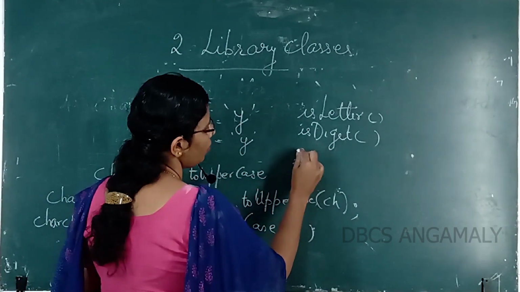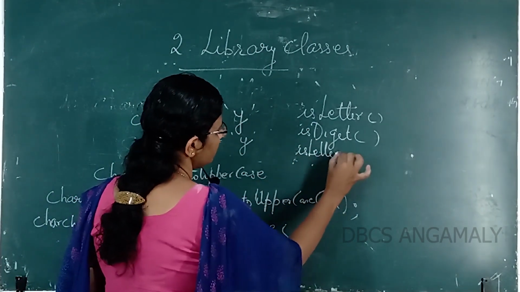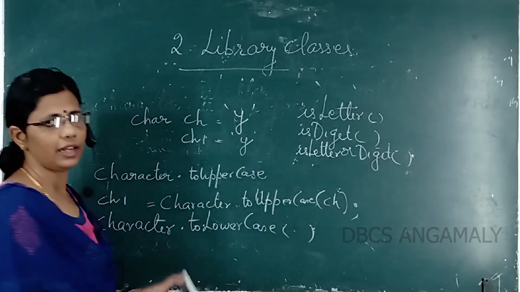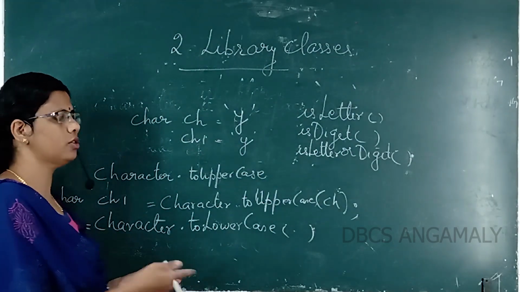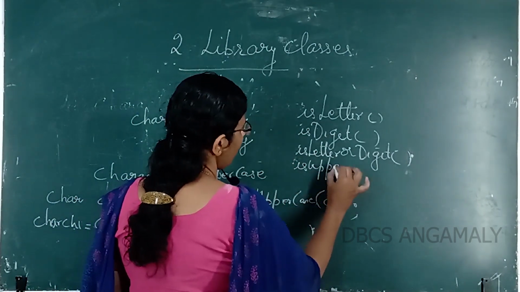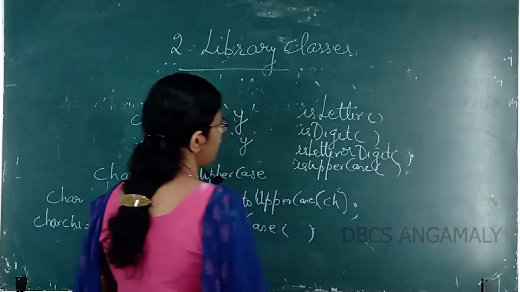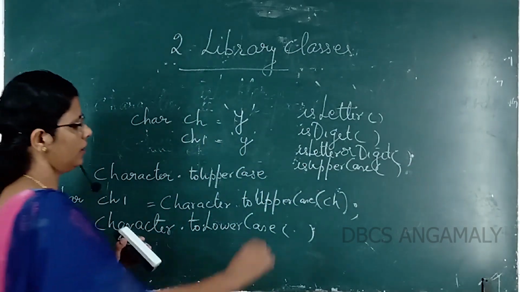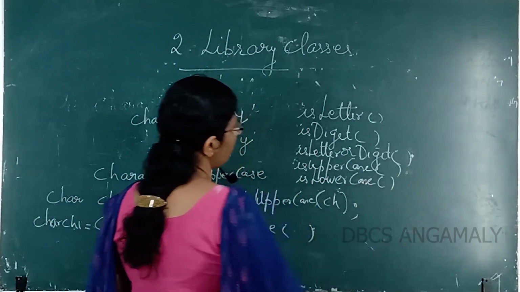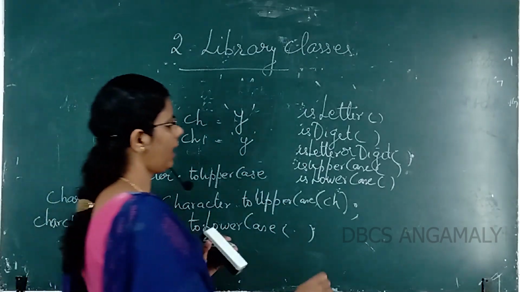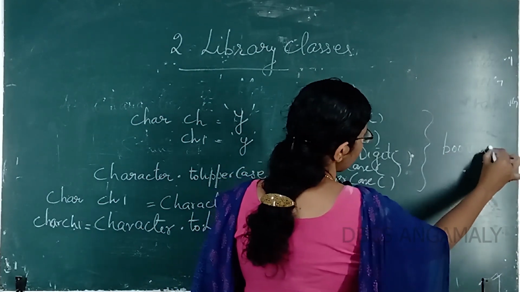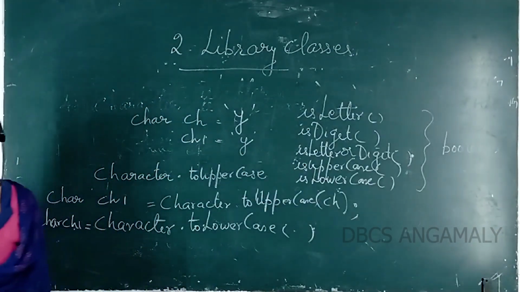Then you had isLetterOrDigit. It checked whether the value is either a letter or a digit, either one. So again it returned true, otherwise it returned false. Then you had the function isUpperCase, whether the value entered is in capital letter. Then we had isLowerCase, meaning whether the value is in the form of small letters. So all these functions returned Boolean, meaning they returned true or false. Clear? The data type is true or false.